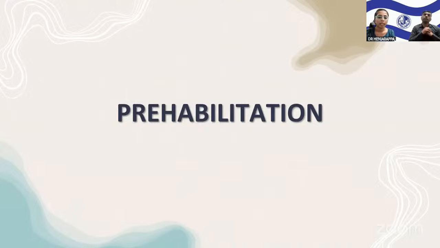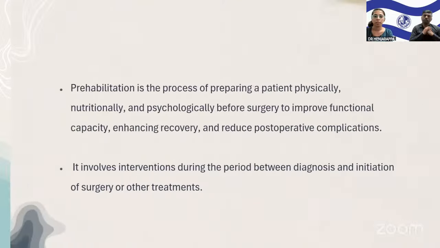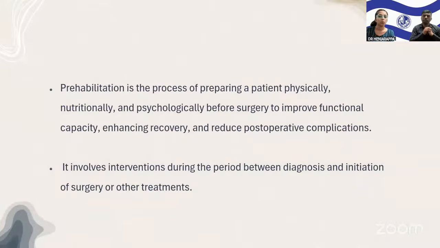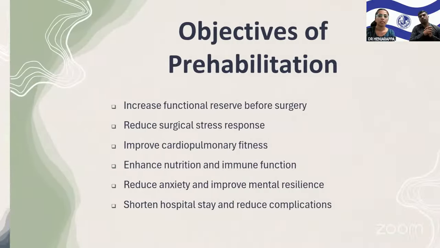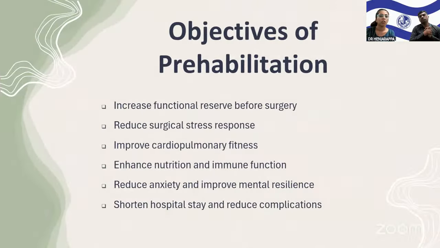Prehabilitation is important. What is prehabilitation? It is the process of preparing a patient physically, nutritionally, and psychologically before surgery to improve functional capacity, enhance recovery, and reduce postoperative complications. These are the objectives of prehabilitation: to increase functional reserve before surgery, reduce surgical stress response, improve cardiopulmonary fitness, enhance nutrition and immune function, reduce anxiety and improve mental resilience, and shorten the hospital stay and reduce complications.